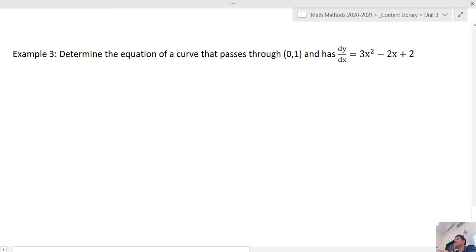If we have the gradient and we want the original function, we need to do the opposite, we need to integrate to find the function. We have the gradient, we integrate the gradient, we find the function. So we're going to find the equation. If we integrate the gradient, we find the equation.